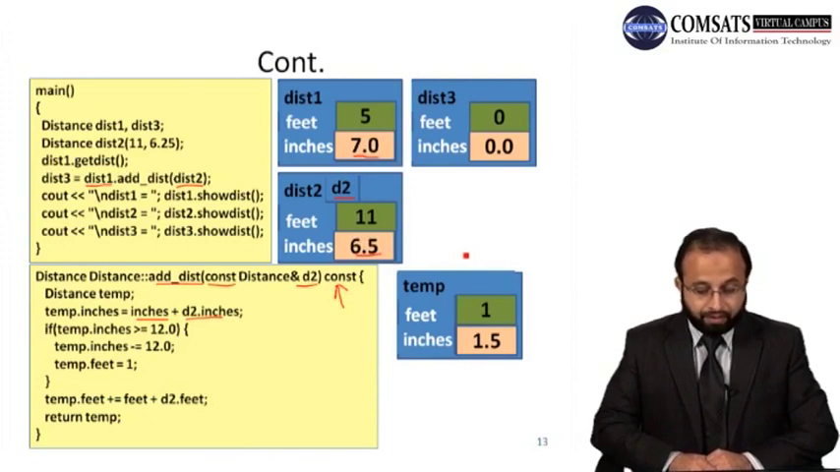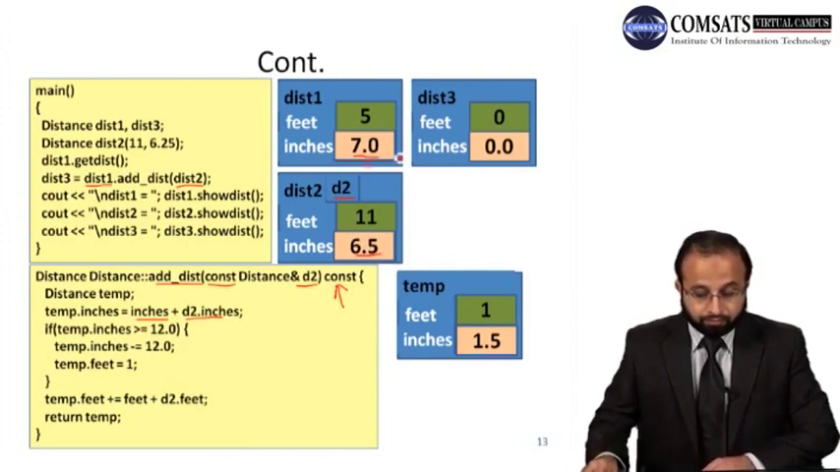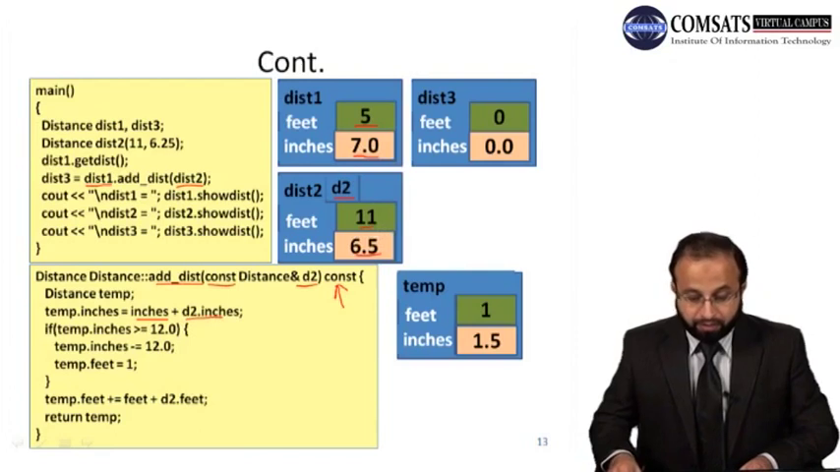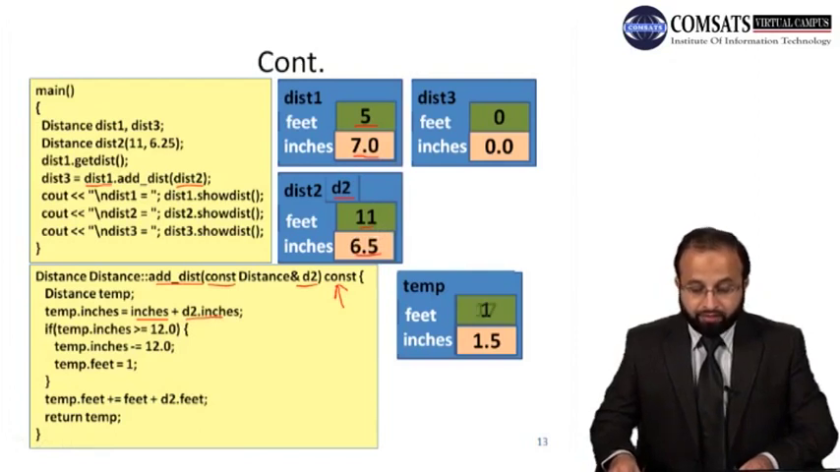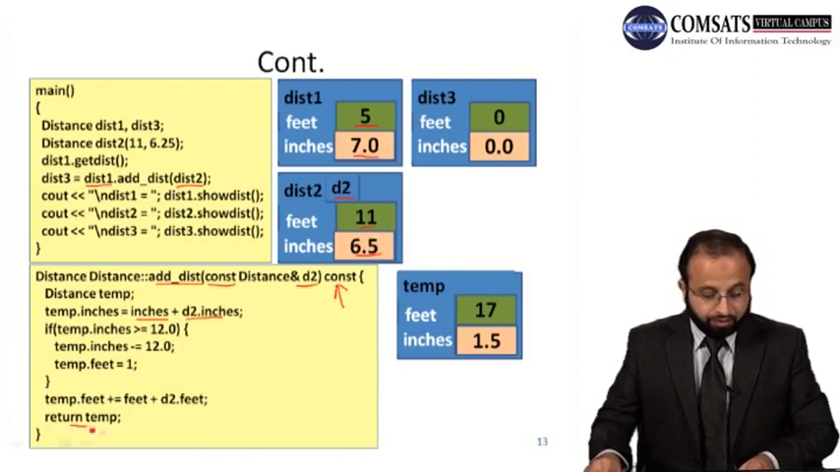Feet is actually the feet of the dest1 object. This is 5. So 1 plus 5 plus d2.feet. So d2.feet is 11. So 1 plus 5 is 6, and 11 more is 17. So 17 will be assigned to temp. And then the temp is returned. You can see the temp is returned.